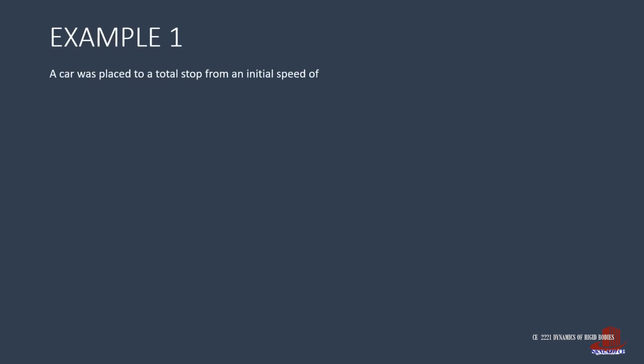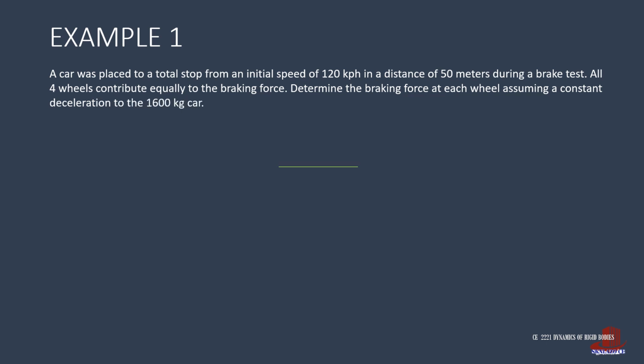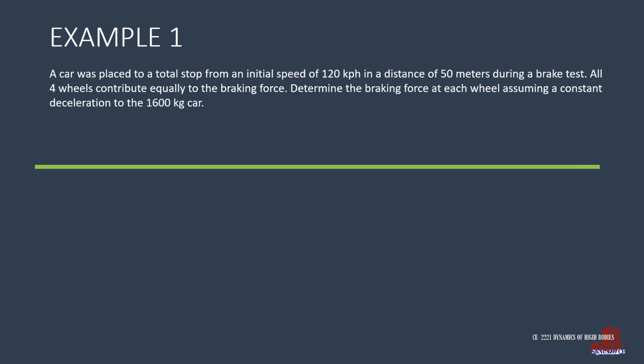This scenario is of a car which was brought to a total stop from an initial speed of 120 kph in a distance of 50 meters during a brake test. All four wheels contribute equally to the braking force. Determine the braking force at each wheel, assuming a constant acceleration for the 1,600 kilogram car.